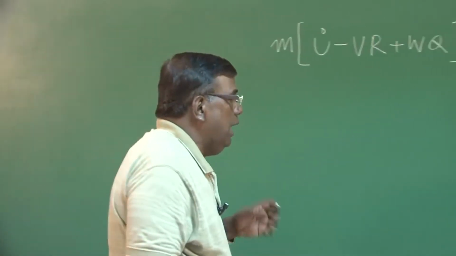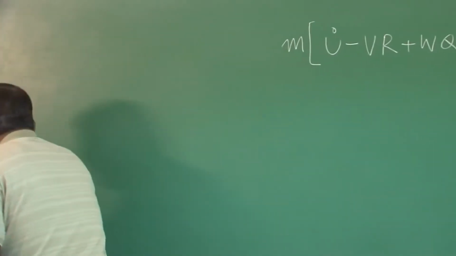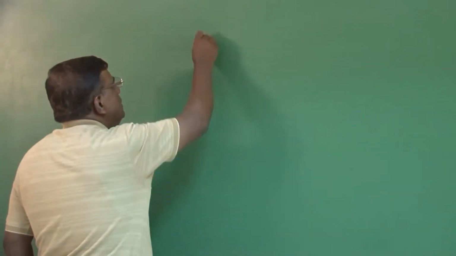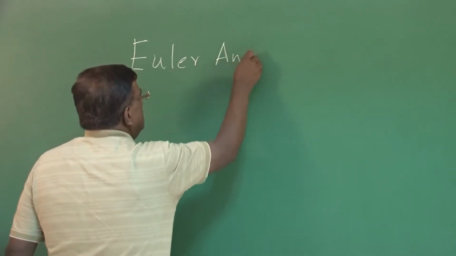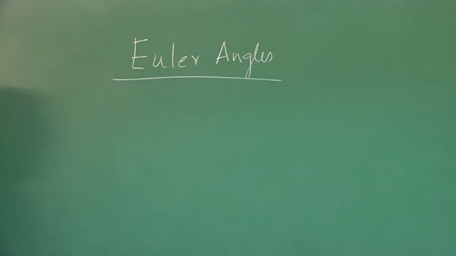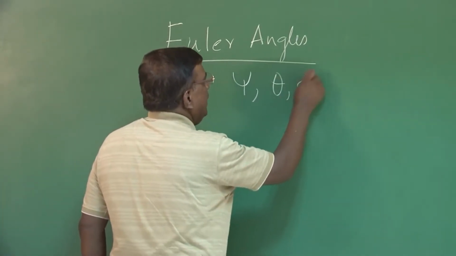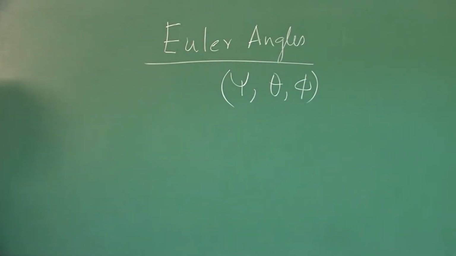Okay? And now to understand that, we define something called Euler angles. We need to know the meaning of Euler angles. Typically, you will find Euler angles have three rotations: psi, theta, and phi. And we will see what these psi, theta, and phi mean.